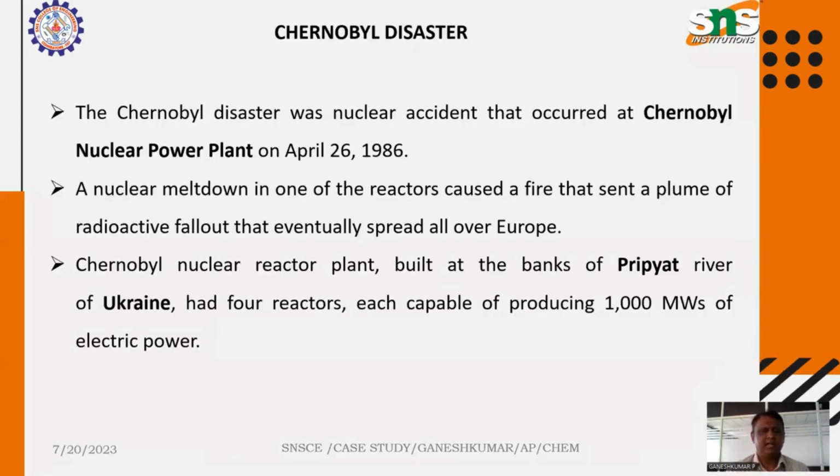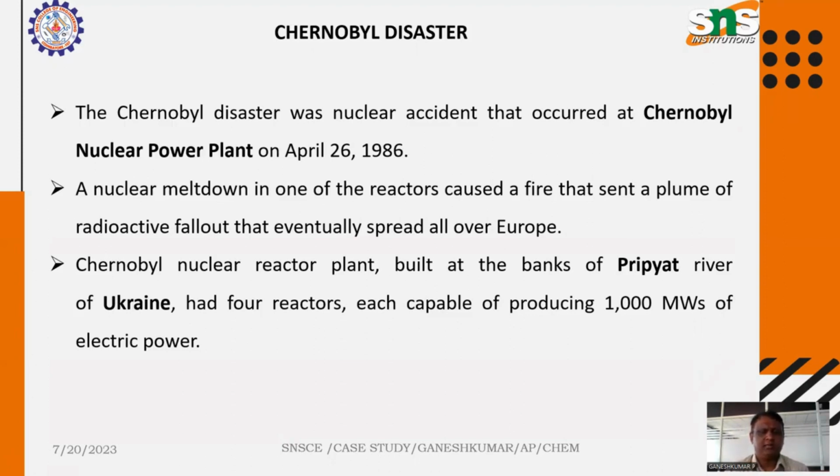Chernobyl is a place in Ukraine. Now it is in Ukraine. Before, when the accident happened, it was in Russia, that is the USSR. The Chernobyl disaster is a nuclear accident that occurred at the Chernobyl nuclear power plant in 1986. A nuclear meltdown in one of the reactors caused a fire that sent a plume of radioactive fallout that eventually spread all over Europe.